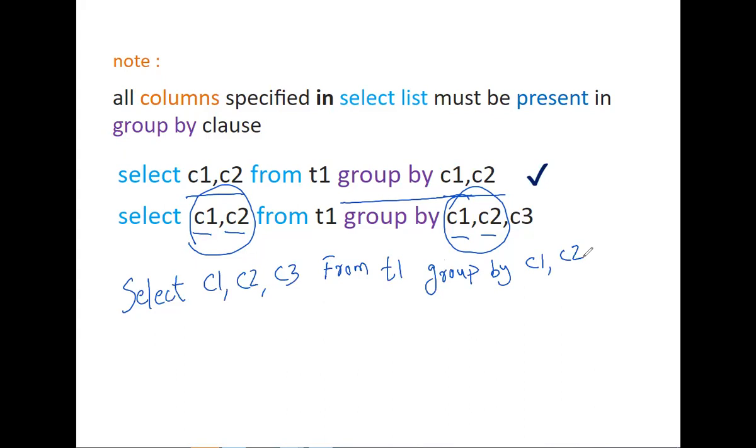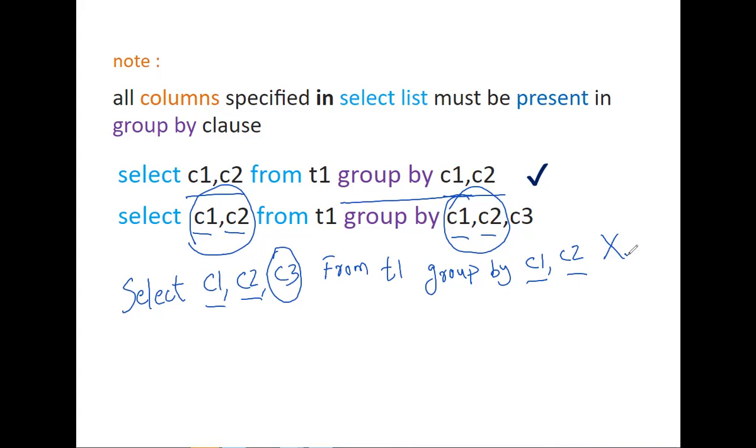Is this correct or not? It is not correct because C1 is present, fine. C2 is present, it's okay. But what about C3? C3 is not there in the select list, right? So it is wrong. Clear how to select columns in the select list? Whichever columns are in the select list, they must be there in the group by list.